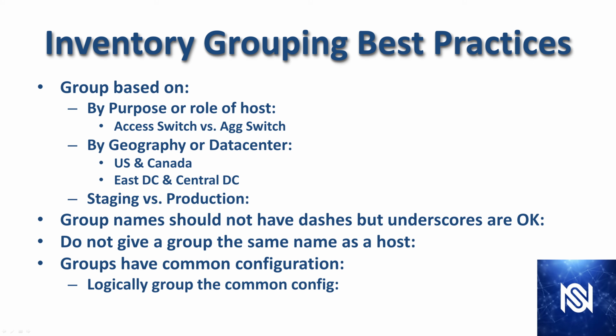Here we have some inventory grouping best practices. So there are a number of different ways that you can group your hosts. The first of which would be by the purpose or the role of the host. For example, you could have access switches and aggregation switches. You can group them by geography or what data center they're in, as in US or Canada, or you could group them in the East data center and the Central data center, or you could do staging versus production.